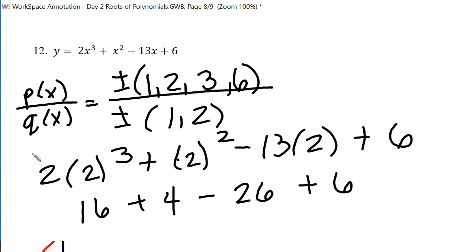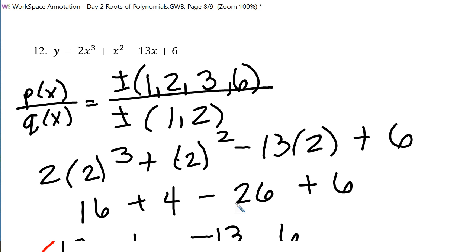Okay, so now all of the coefficients need to go across the top row. So what do I put across that top row? 2, 1, negative 13, and 6. Drop down the 2. 2 times 2 is 4. 1 plus 4 is 5. 2 times 5 is 10. Negative 13 plus 10 is negative 3. 2 times negative 3 is negative 6. And 6 minus 6 is 0.